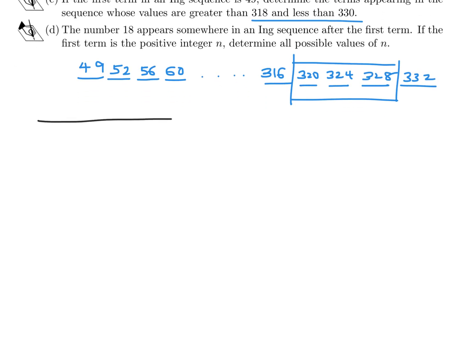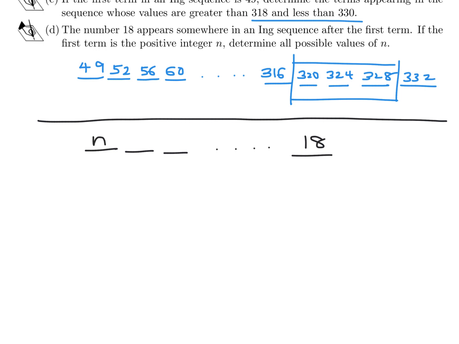And finally, the number 18 appears somewhere in an ing sequence after the first term if the first term is a positive integer n. Determine all possible values of n. Okay, so again, I have no idea where this is going to end up, but somehow there's an 18 in there. And what are we doing here? We're trying to find the first term, which is n, right? Okay, so I guess we got to go backwards. Okay, so let's start. If it's 18, you could have a 15.